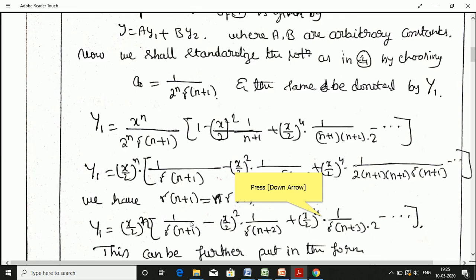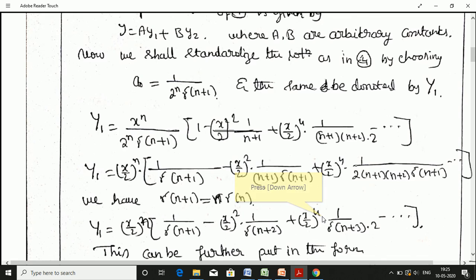We have gamma of n plus 1 is equal to n into gamma of n. Hence, n into gamma of n can be written as gamma of n plus 1. What about n plus 1 into gamma of n plus 1? It can be written as gamma of n plus 2. n plus 1 into gamma of n plus 1 is gamma of n plus 2. n plus 2 into gamma of n plus 2 is gamma of n plus 3, and so on.